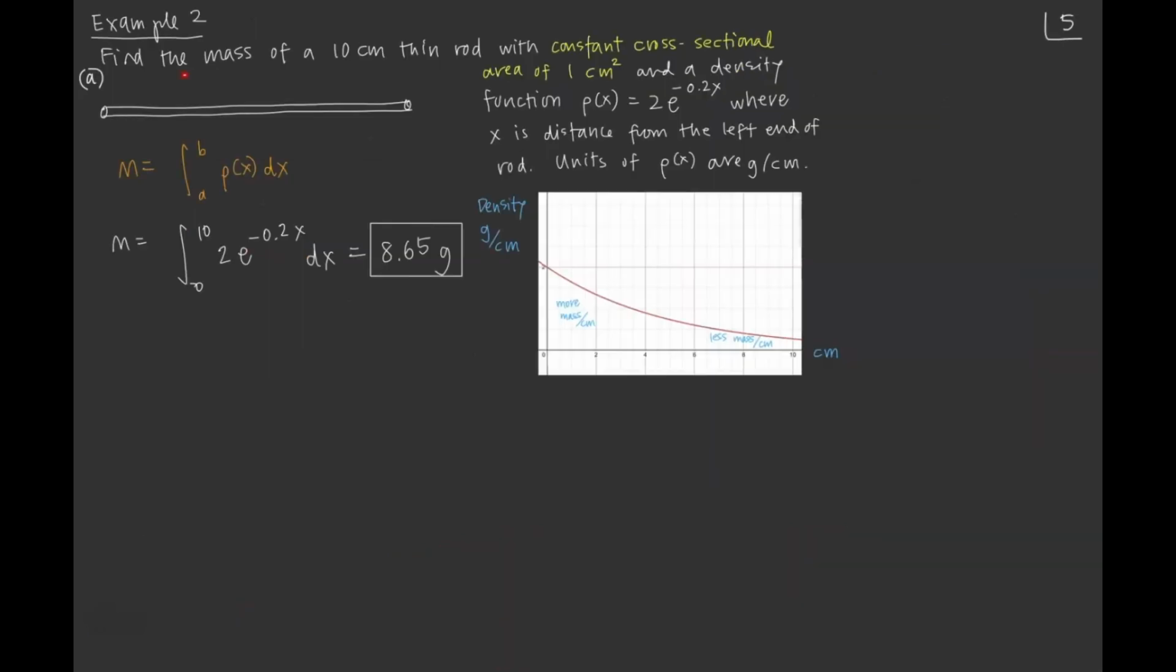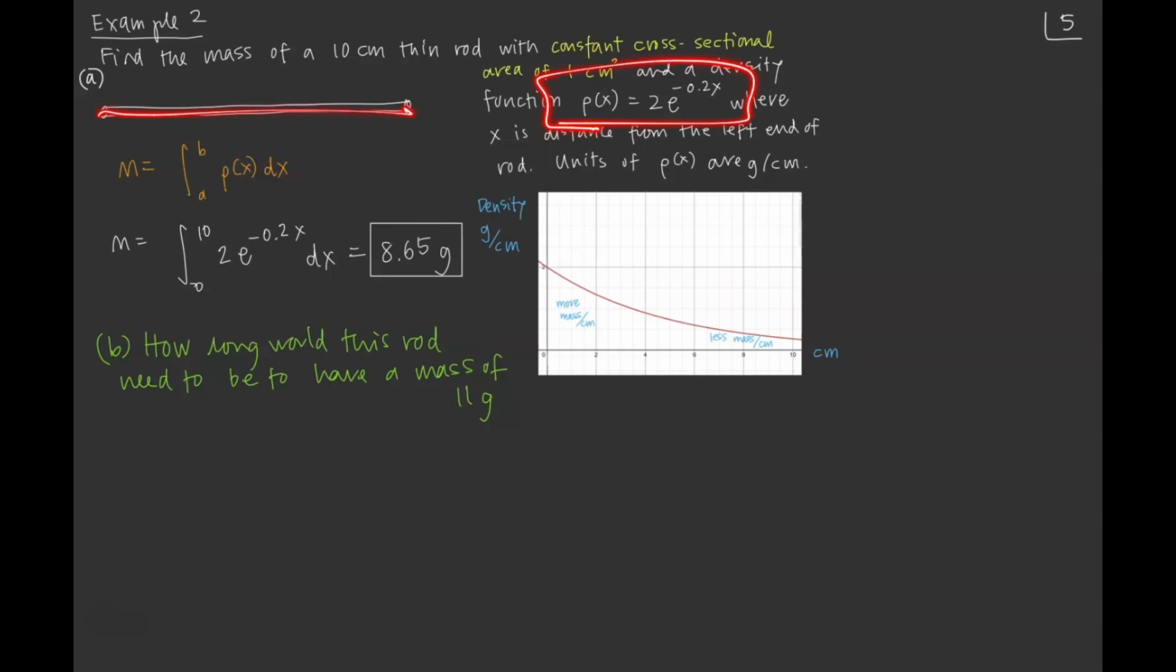Okay, we've answered this question about finding the mass. We'll call that question A. And now I want to answer a different question, but still related to this situation. How long would the rod need to be to have a mass of 11 grams? So how long would this rod need to be if it had the same density function throughout? Right now we know that a 10 centimeter rod with this density is going to be 8.65 grams. So we want to keep this density function, but we want a rod that will be 11 grams in the end. How long does it need to be? Well, it definitely needs to be longer than 10, because 10 centimeters only got us this much mass. So we need a little bit more, but we want to know exactly how much longer.